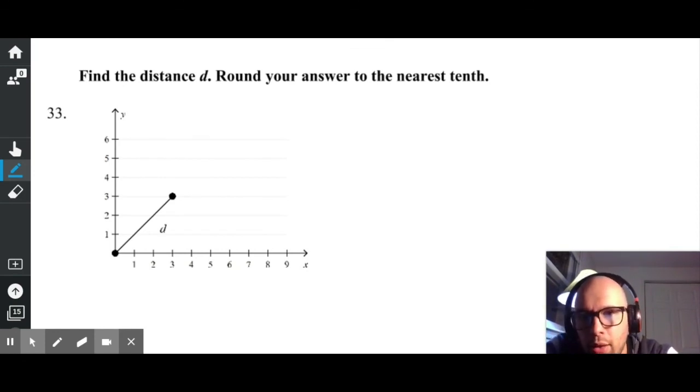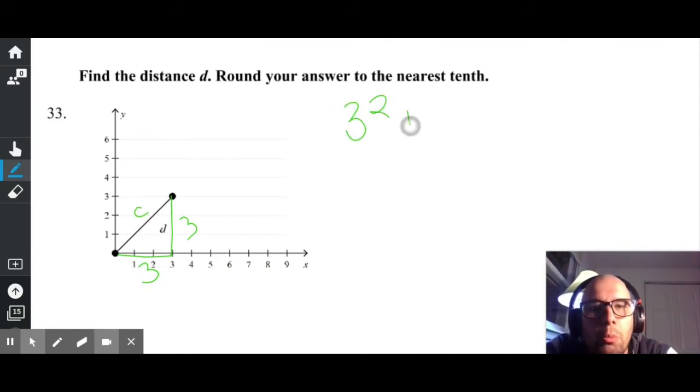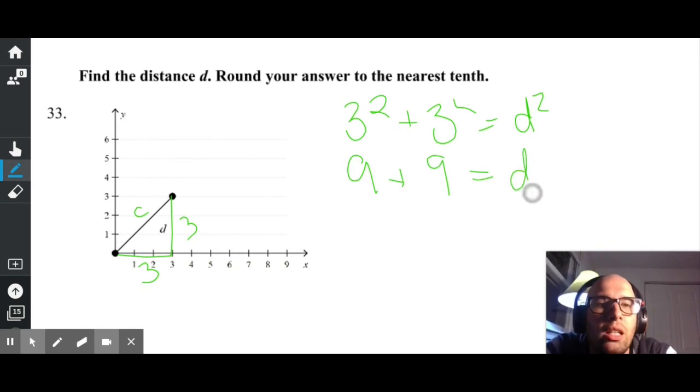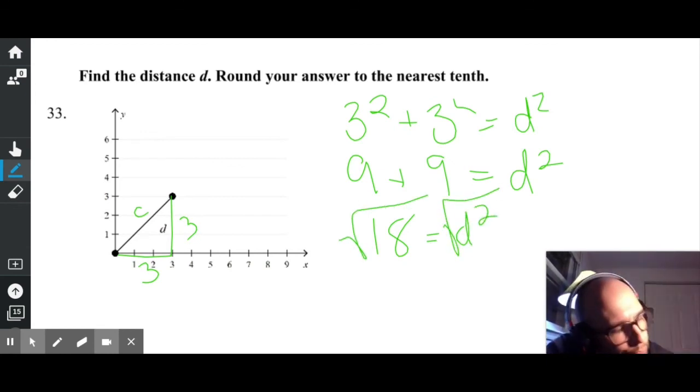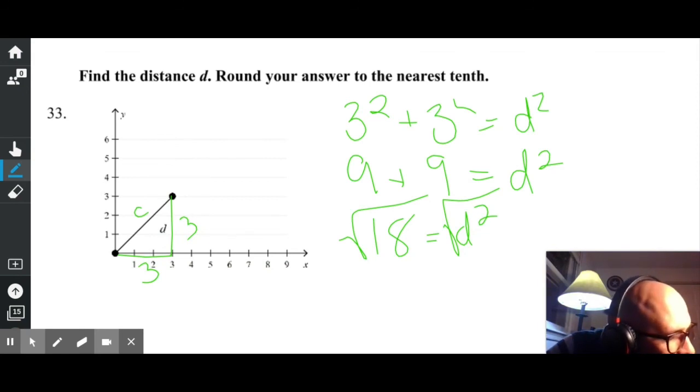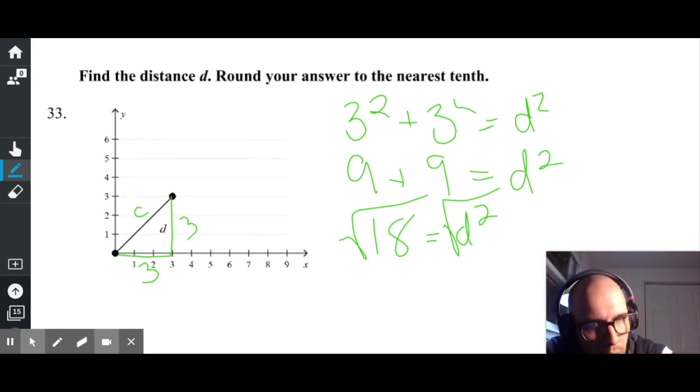Let me see. I don't know how long that is, but I do know that you're 1, 2, 3, and you're also 1, 2, 3, and I have to find the longest side, which is c. So 3 squared plus 3 squared is going to equal d squared. 9 plus 9 equals d squared. 18 equals d squared. Square root. The square root of 18 is going to be less than 5, greater than 4, but where exactly are we? 4.24, so 4.2.